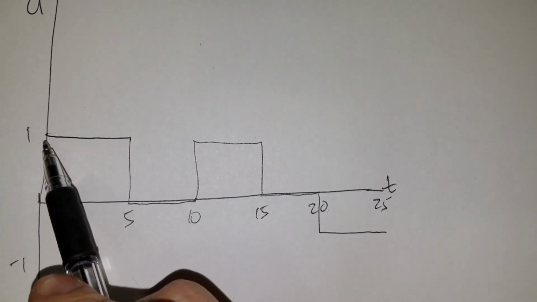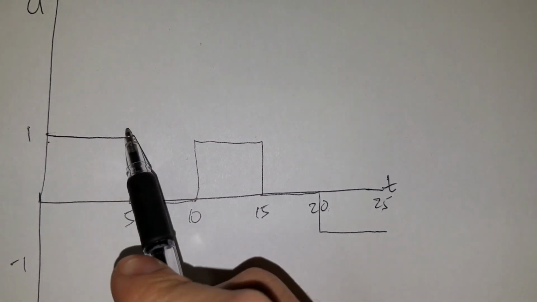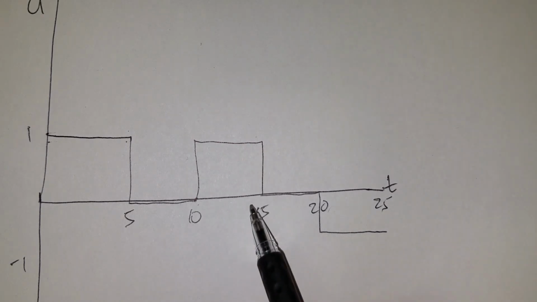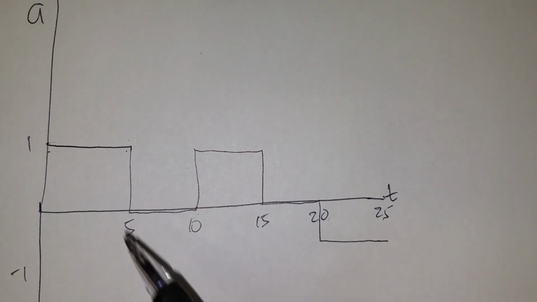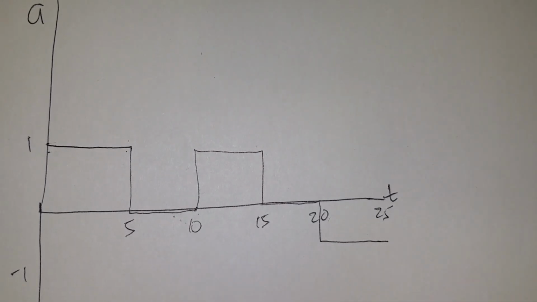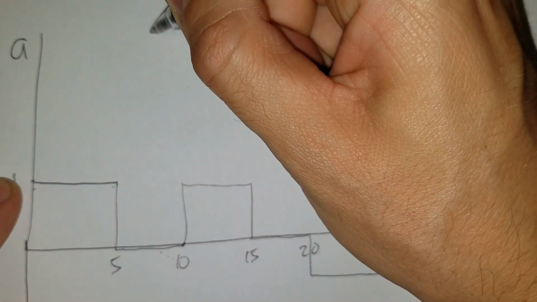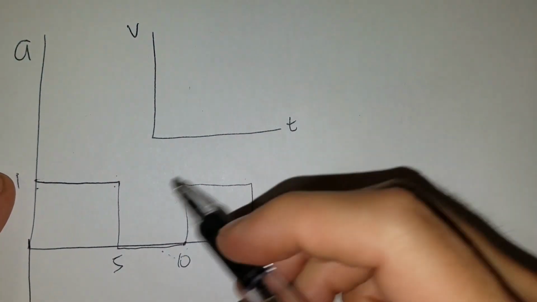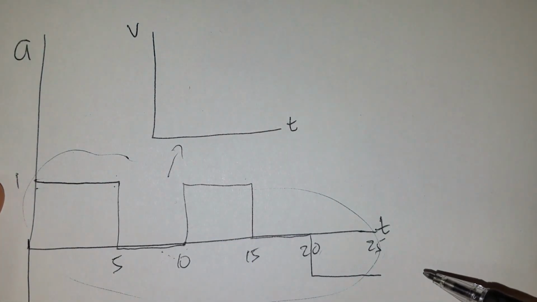So we have a positive acceleration of 1 for 5 seconds. Then we have 0 acceleration for 5 seconds. Back to +1 for 5, 0 for 5, and then we're at -1 for 5 seconds. So how would we draw the velocity time graph based on the acceleration time graph? Let's make a miniature one above it here. Make this velocity time. We'll take this information and transform it into the velocity time graph.